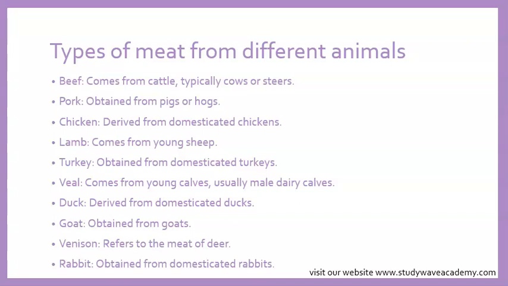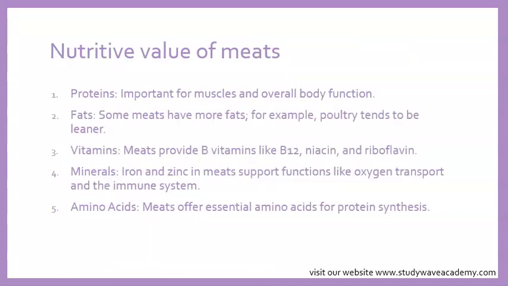So next we're going to be looking at the nutritive value of meats. What are the nutrients meat contains? Meat contains proteins, important for muscle and overall body function. So meats are rich in high quality proteins, essential for muscle development and overall body function.